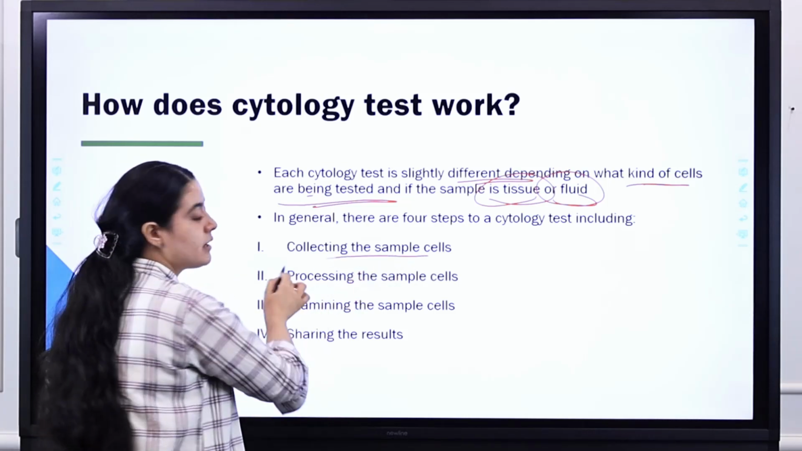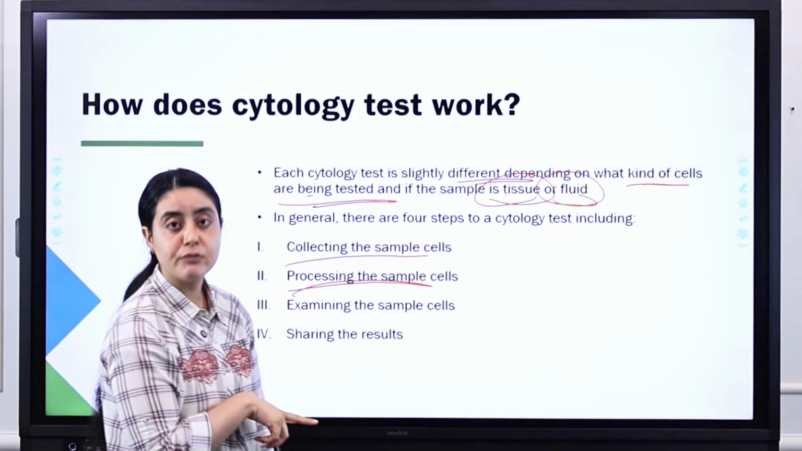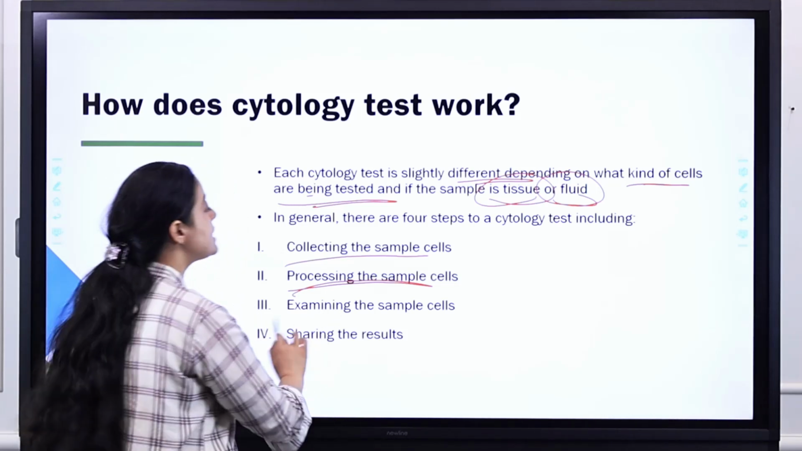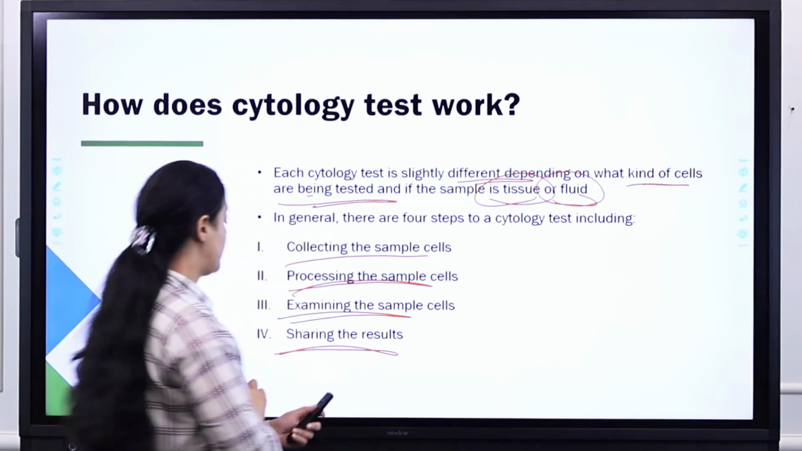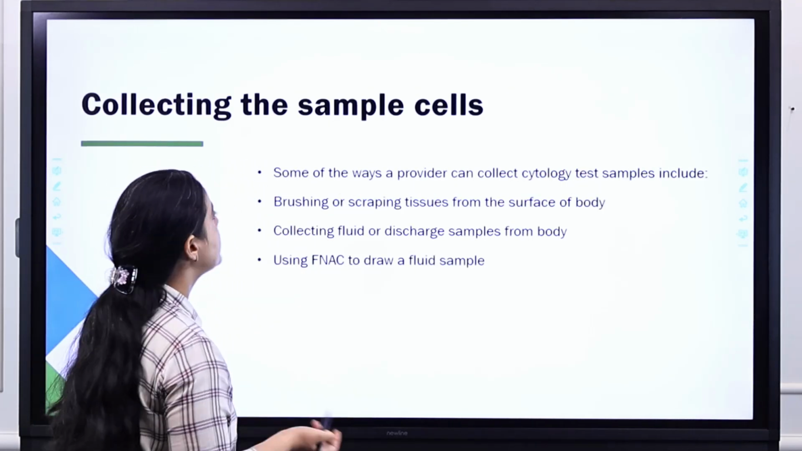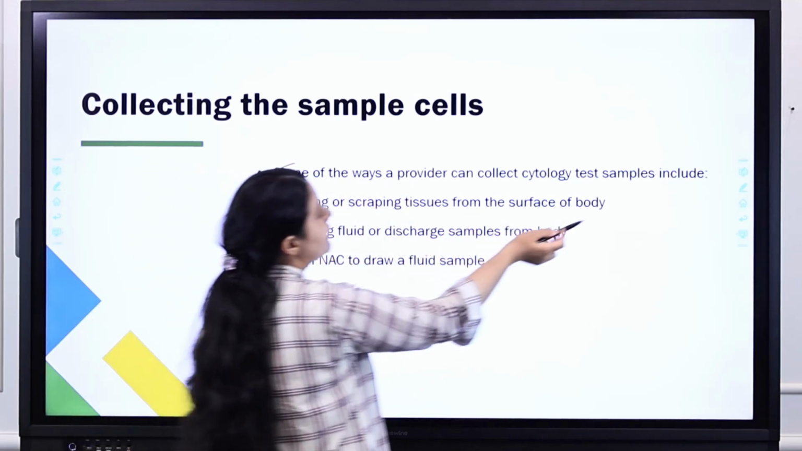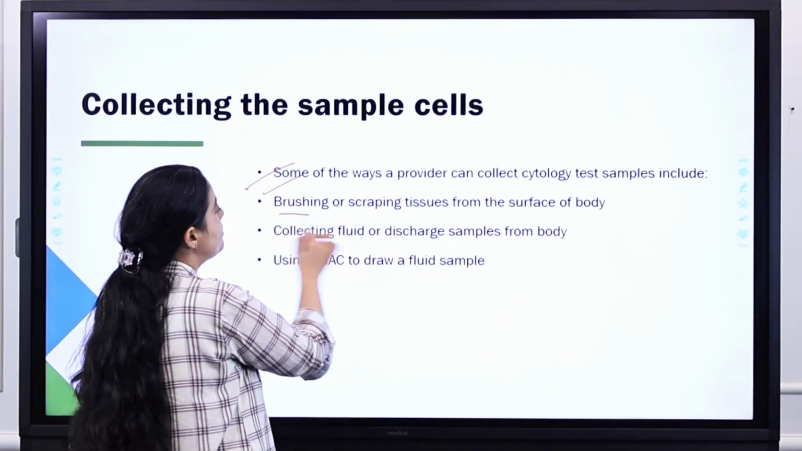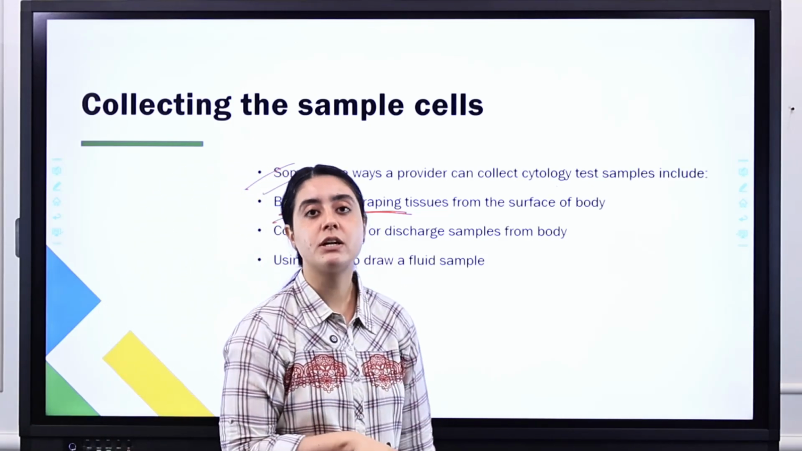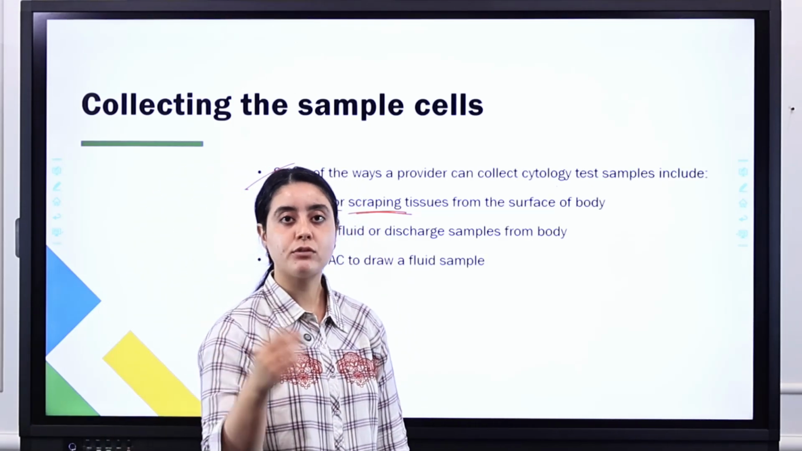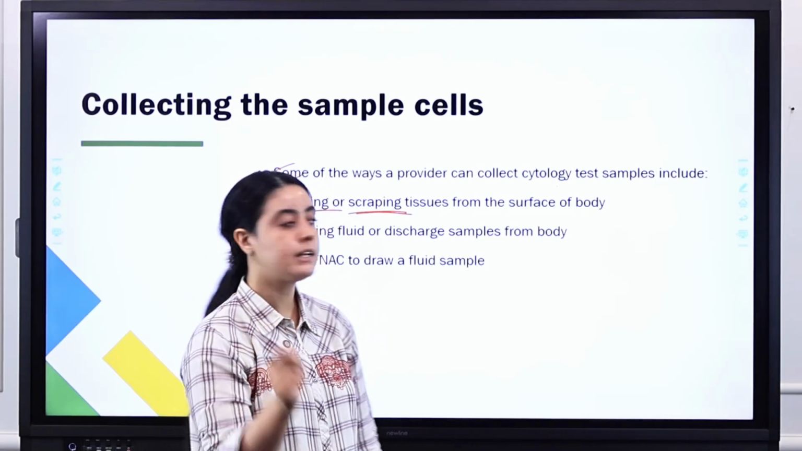Okay, first you have to collect the sample, then process the sample, then examine the sample, and share the results with the patient. Let's discuss collecting the sample. Some of the ways a provider can collect cytological samples include brushing and scraping. We have already discussed what brushing and scraping are. We collect the sample either by scraping the skin or by brushing the mucous layers.